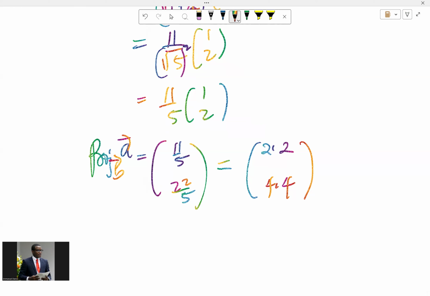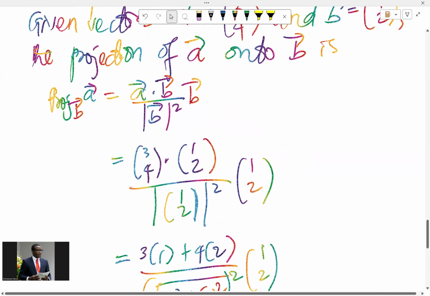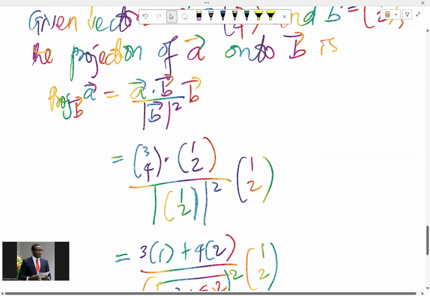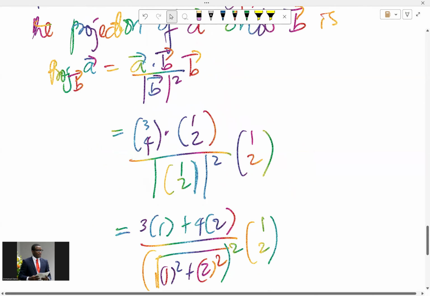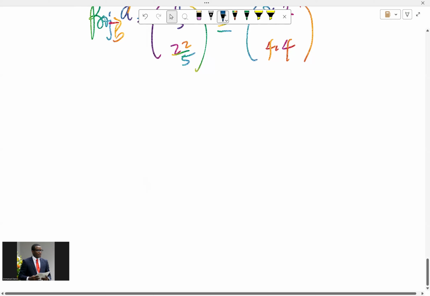And just like we've seen already, you can use it to calculate the shortest distance between a point and a line. Of course, if you want to do the projection of B on A, you just reverse things. So you just have B dot A over the magnitude of A squared, times A. So that goes.